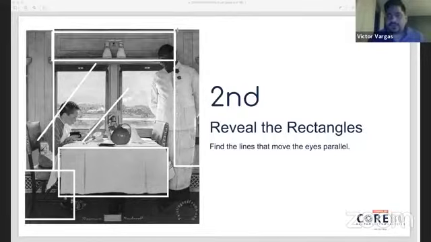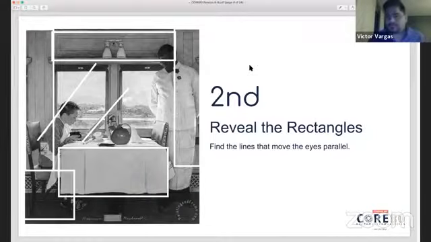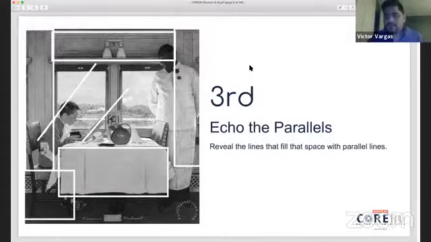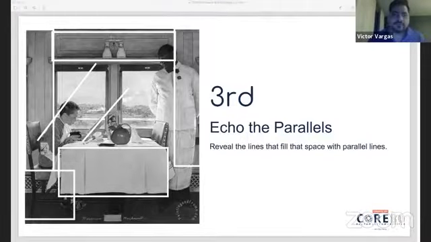Now, once you have that, then you want to basically echo. Okay, so what you want to look for is basically your horizontal lines that are coming through here. Okay.